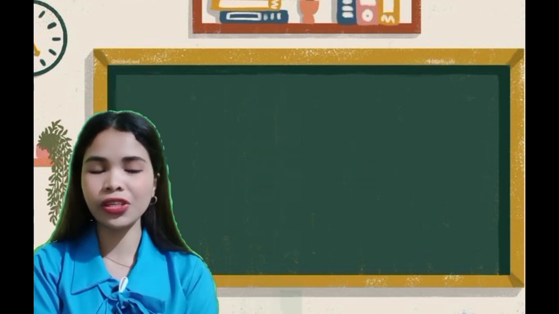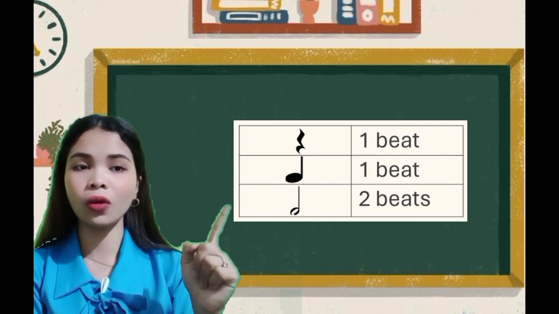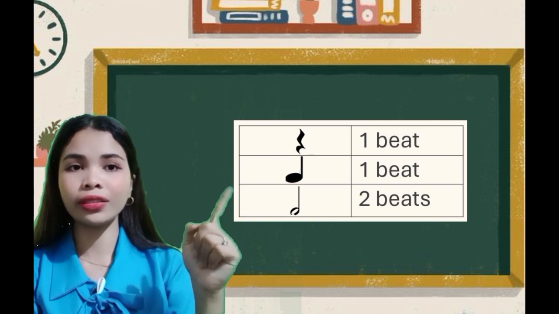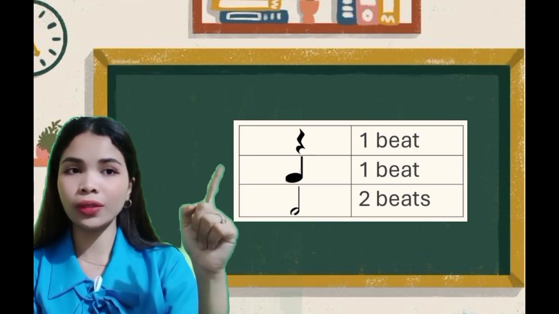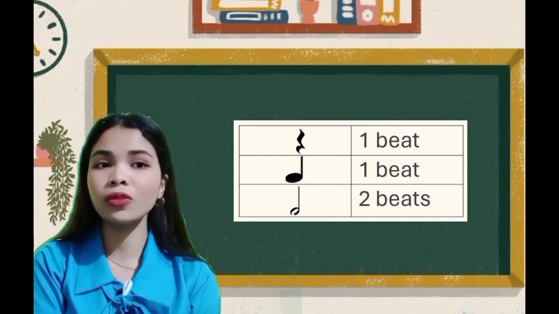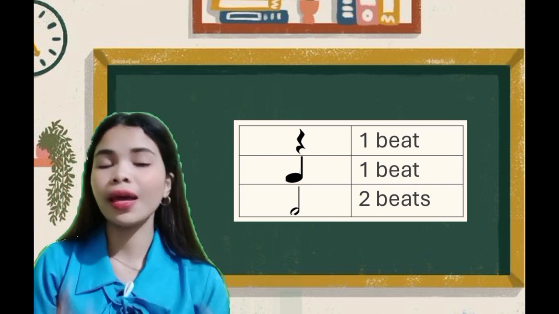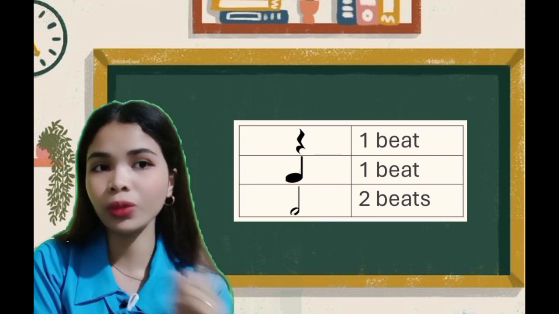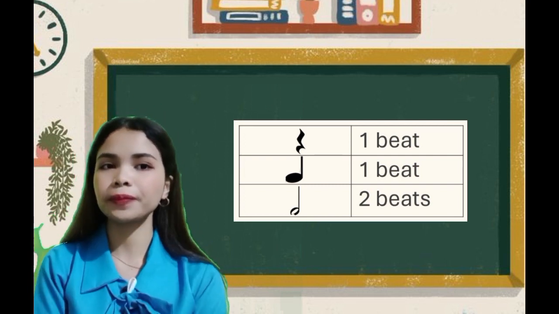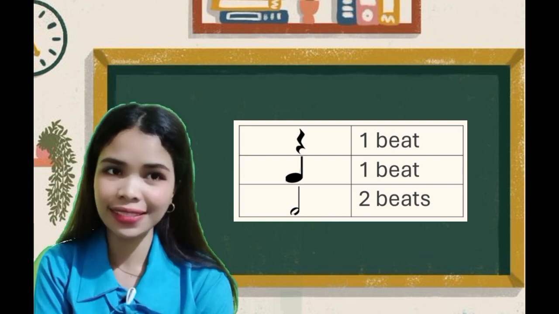Let's remember the chart. This symbol is called the rest. This symbol is called the quarter note, and this symbol is called the half note. When you see the quarter note, it means you need to clap one time. And when you see the half note, it means you need to clap your hands two times. Now, did you get it, class?